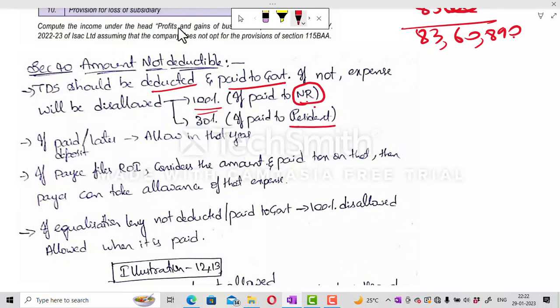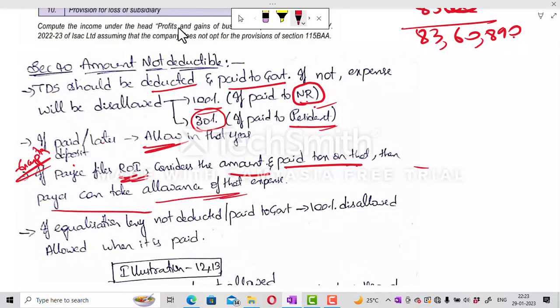If it is paid to a resident, we can disallow 30% of that expenditure. If it is paid or deposited later, in the next year, then in that year we can allow this expense. If the payee files a return of income, one exception will be there, to not disallow this. What is that? The payee should file the return of income, considering the amount we have paid to them, salary or anything else, and pay tax on that. Then the payer can take the allowance of that expense.